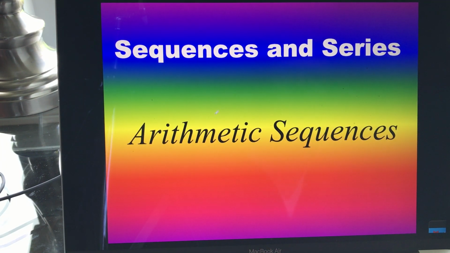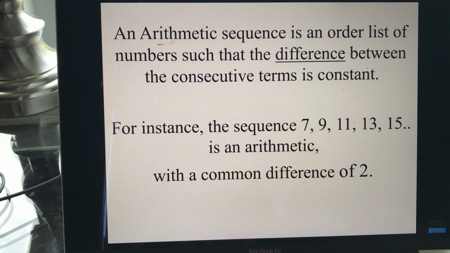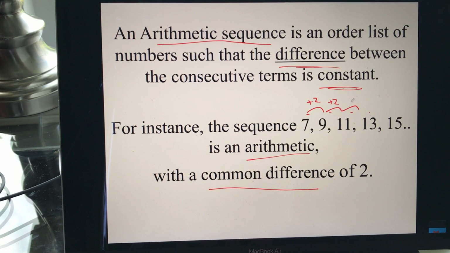So next we're going to talk about arithmetic sequences. An arithmetic sequence is an ordered list of numbers such that the difference between consecutive terms is constant. For example, the sequence 7, 9, 11, 13 is arithmetic because what we call the common difference, the separation between them, is 2. Basically I'm adding 2 every time. I'm adding the same number every time.